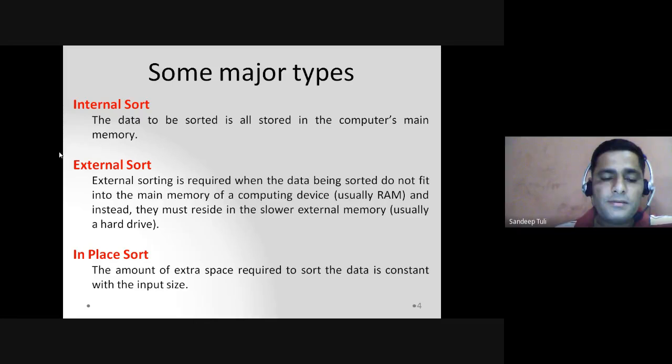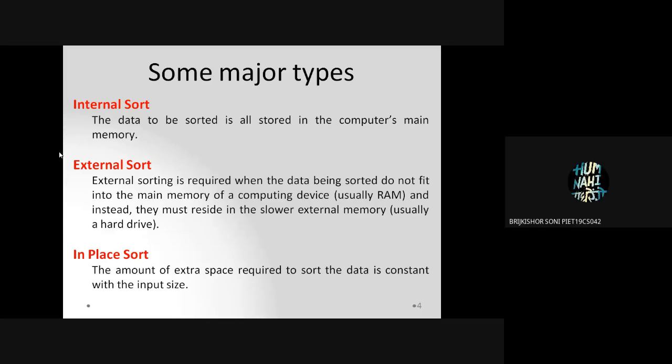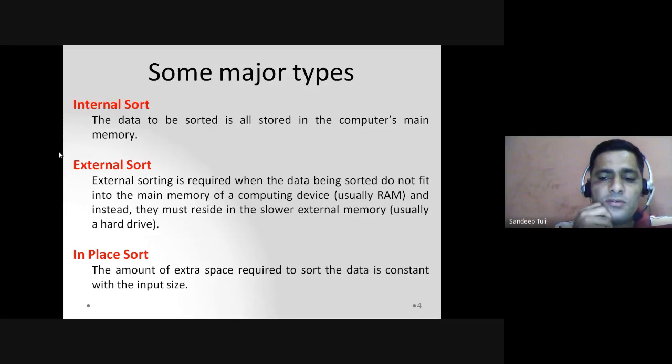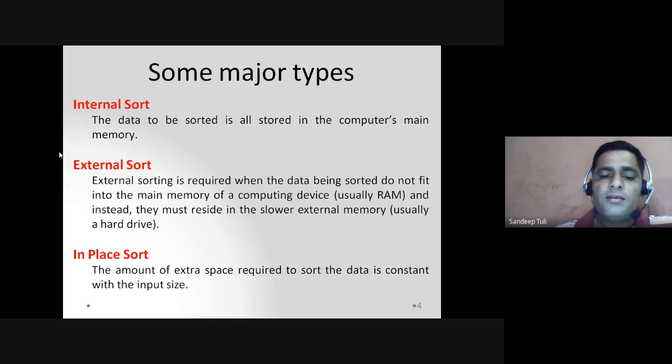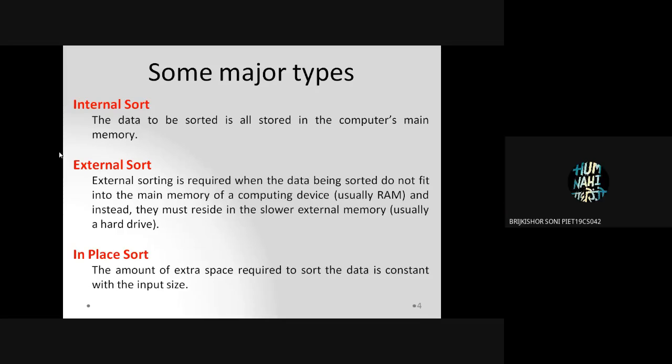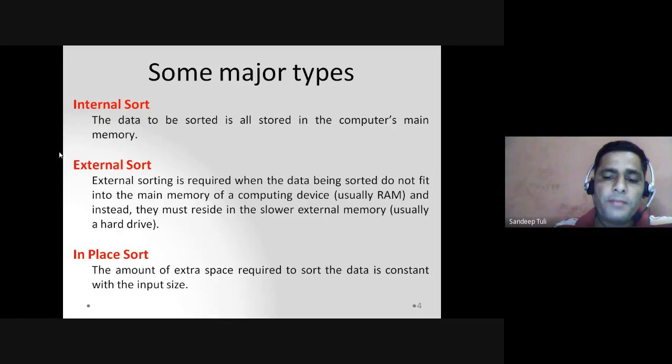Sir, can you repeat the external sort, because I did not understand. External sort is a sorting algorithm used when the internal memory, or primary memory, is not sufficient to sort the data, and we need some external memory for sorting. Okay, so the primary memory is RAM? Yes, RAM is the primary one, and the secondary one could be the hard drive or whatever you can use.